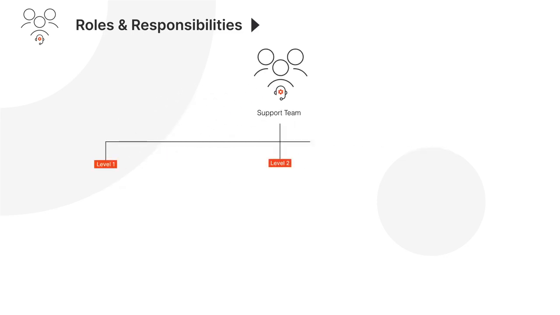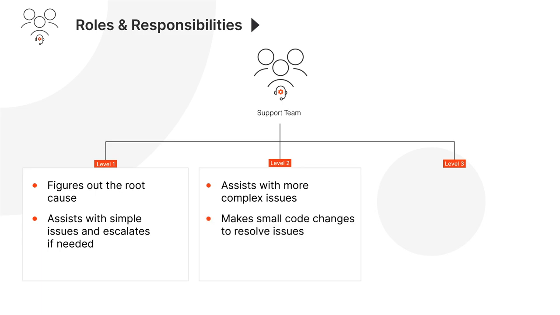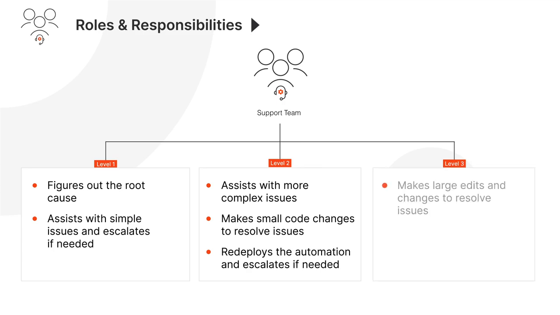Support is typically divided into 2 or 3 levels. Level 1 is the first point of contact. In Level 1, the team figures out the root cause, assists with simple issues, and escalates if needed. In Level 2, the team assists with more complex issues, makes small code changes to resolve issues, redeploys the automation, and escalates if needed. Level 3 is the last level of support. In Level 3, the team makes large edits and changes to resolve issues and redeploy the automation.